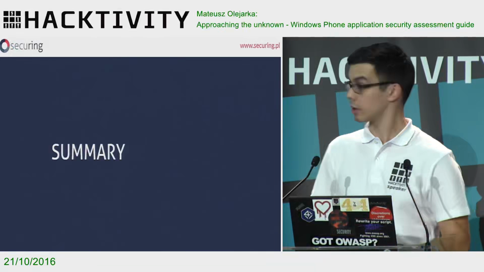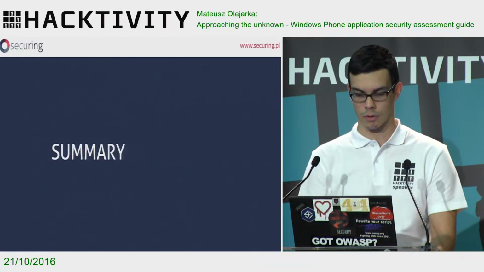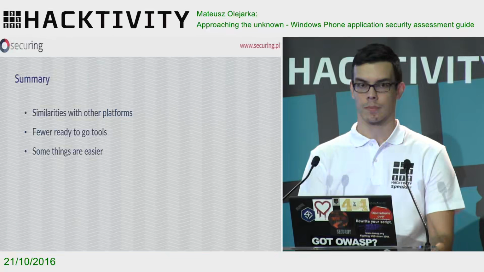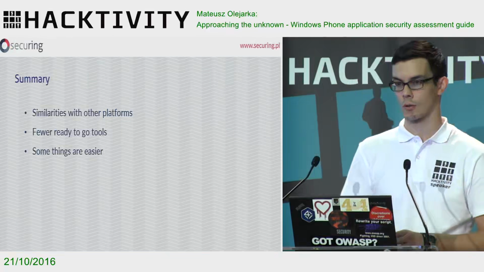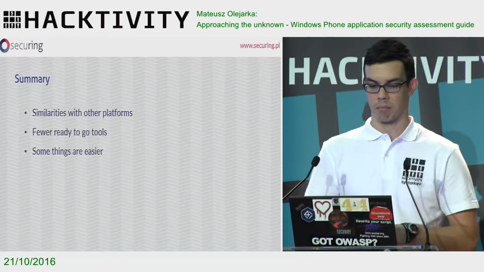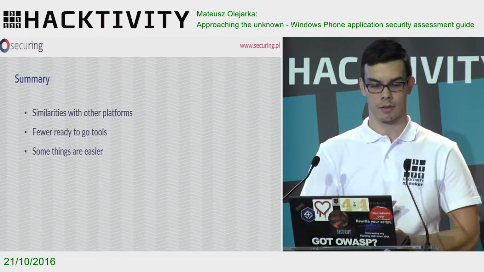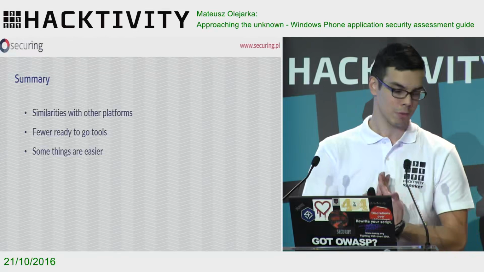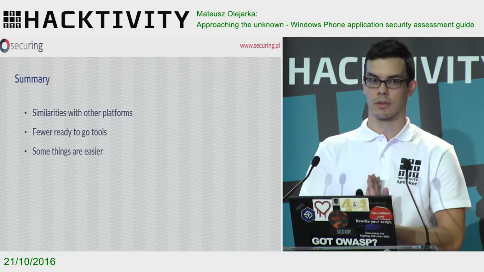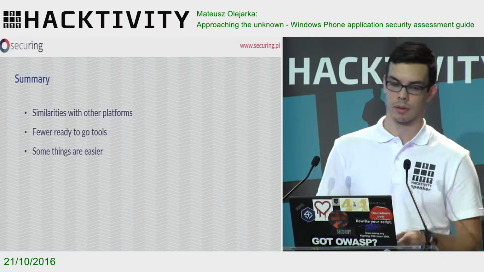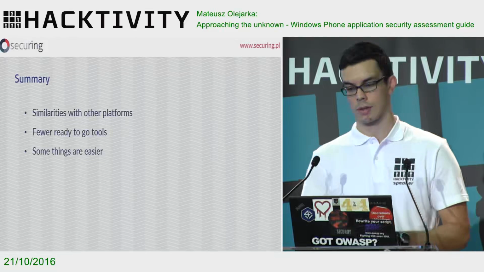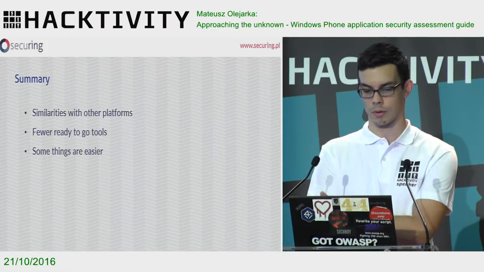Okay, so we are at the summary. What I would like to tell you: I think there are similarities with other platforms. There are fewer ready-to-go tools and fewer materials available online on how to do it. Some things, for example source code analysis, are done way better. From my experience with Android, the tool .pig is awesome. The navigation is easy: you don't have to manually list all the class files, you just navigate with keys to get to the definition or the code of the method which is called.